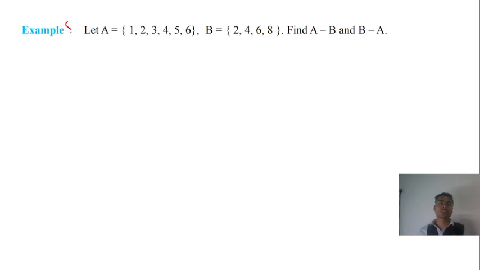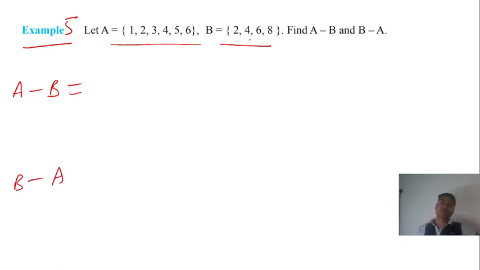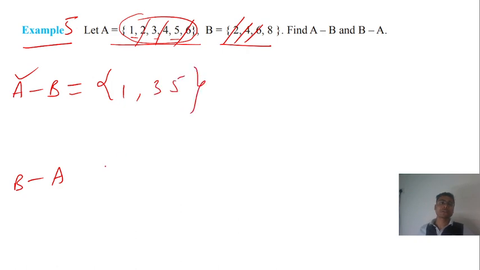Okay, coming to example number 5, A is the set 1, 2, 3, 4, 5, 6, and B is the set 2, 4, 6, 8. We will have to find A difference B and B difference A. For A difference B, you remove all the elements that are common between A and B from A. So we cancel out 2, we cancel out 4, we cancel out 6. What are the elements that are left in set A? For A minus B, you will write the left elements of A. So the left elements are 1, 3, 5. So this is A difference B.